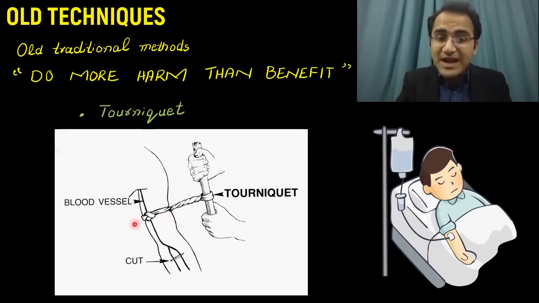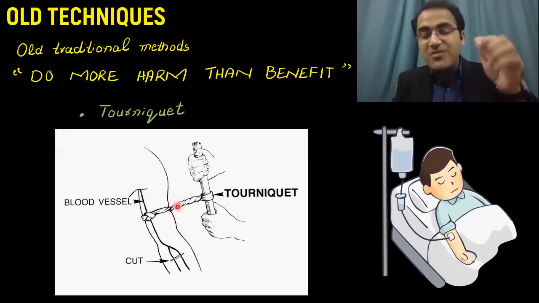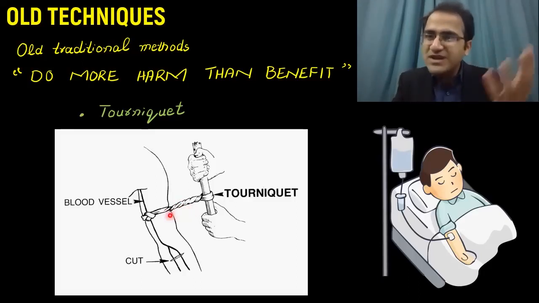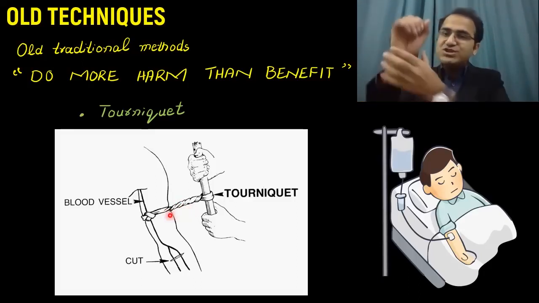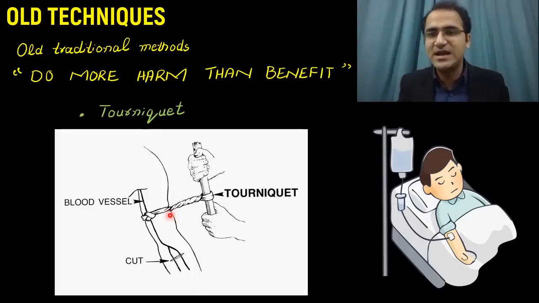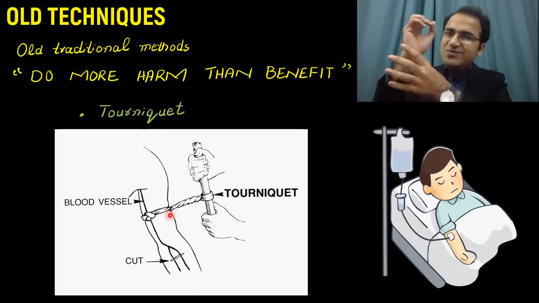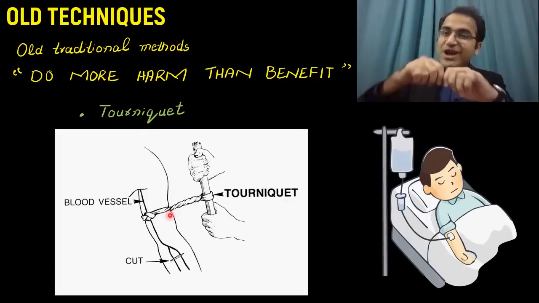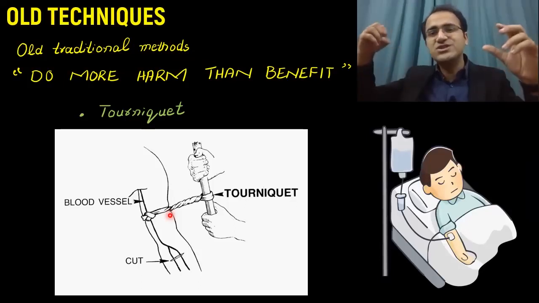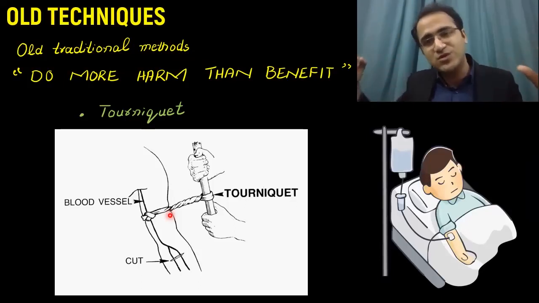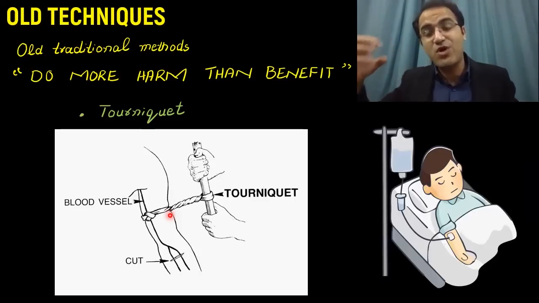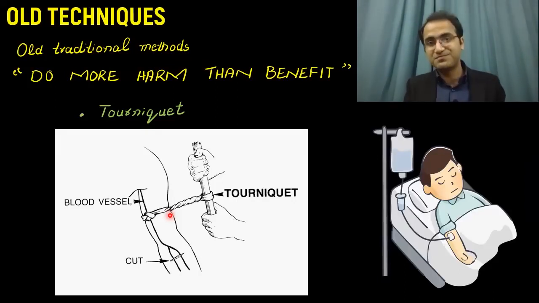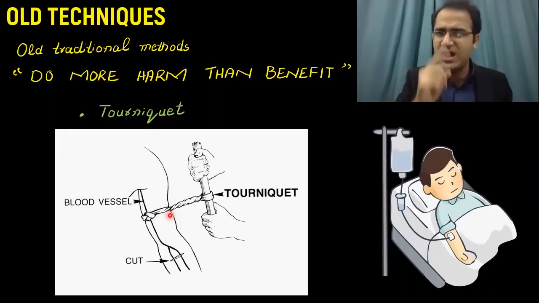Basically, when you tighten a tourniquet on the arm or on the limb which has been bitten by the snake, the arterial supply and the venous supply are cut off, and the patient starts to develop swelling in that limb. When that patient comes to the hospital and you open up the tourniquet, there is a gush of poison and venom into the circulation, and that gush of venom into the circulation causes death of the patient. So this tourniquet is a very harmful technique.